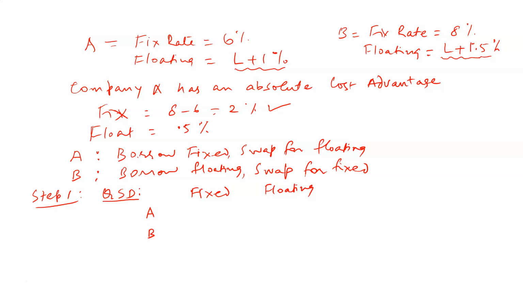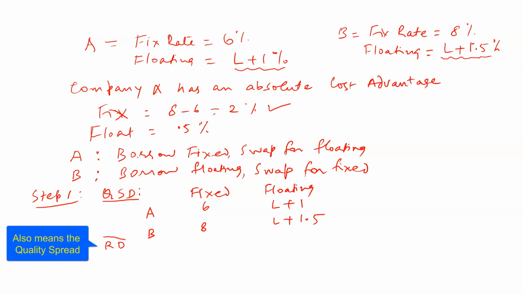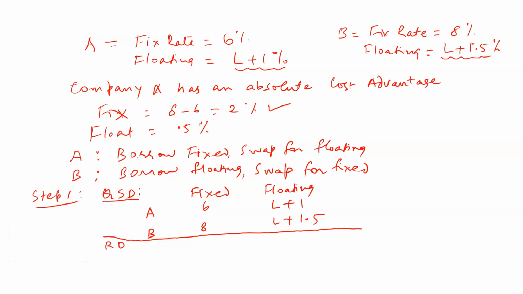So company A fixed is 6% and floating is L plus 1. For company B, fixed is 8% and floating is L plus 1.5, right? So which means, I'm just writing here in this row RD, which means relative difference. So let's just draw a line in between here. So here we have 6 minus 8, minus 2. And for the floating, the difference is L plus 1 minus L plus 1.5. So that is going to be minus 0.5.